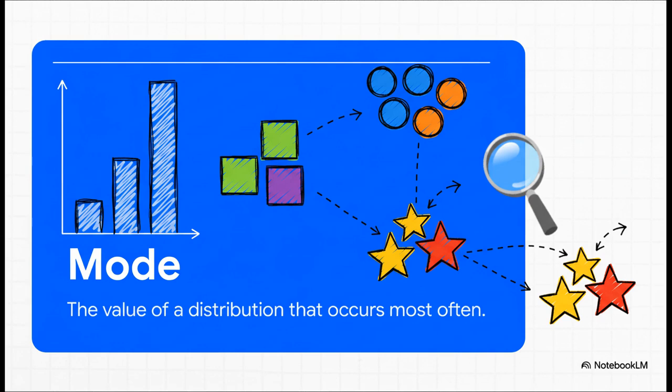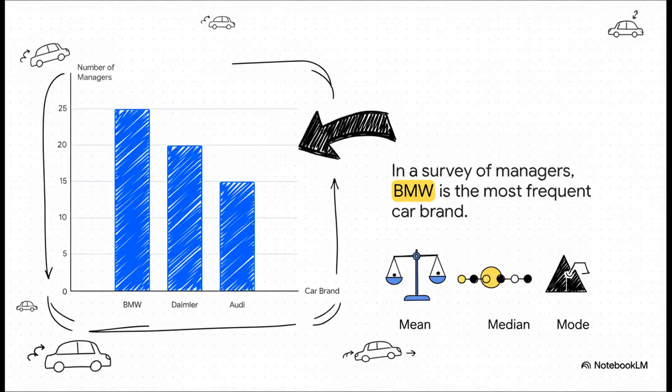In the definition, well, it couldn't be simpler. The mode is just the value that shows up more than any other in your dataset. That's it. It's the most common, the most typical result. Now, the mode also has this special trick up its sleeve that the others can't do.